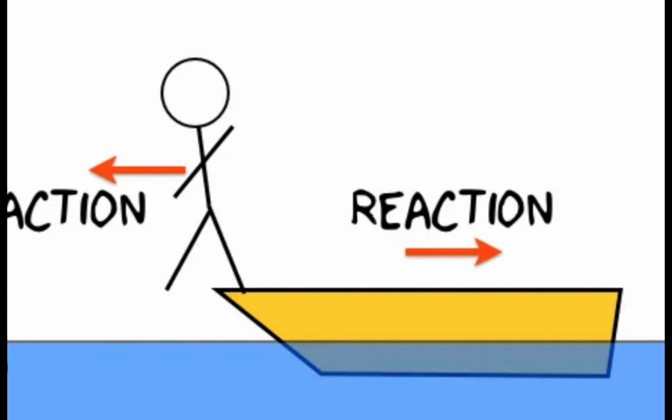Next off, we'll be talking about Newton's three laws. For law number one, an object would either stay still or be in constant, uniform, steady movement until a force acts on it.